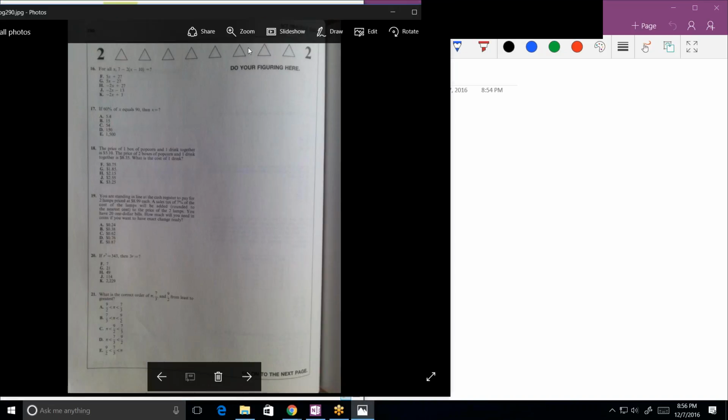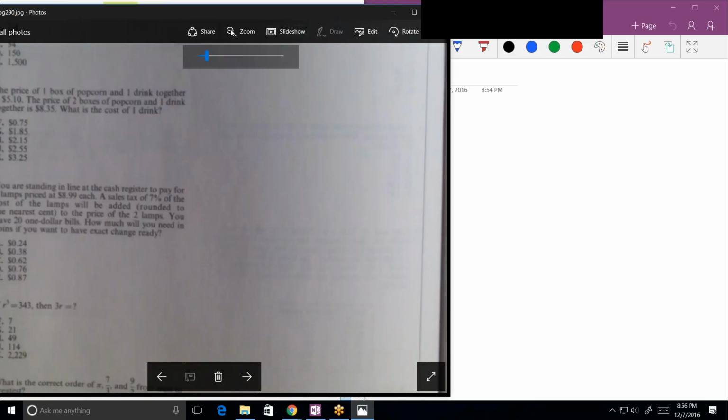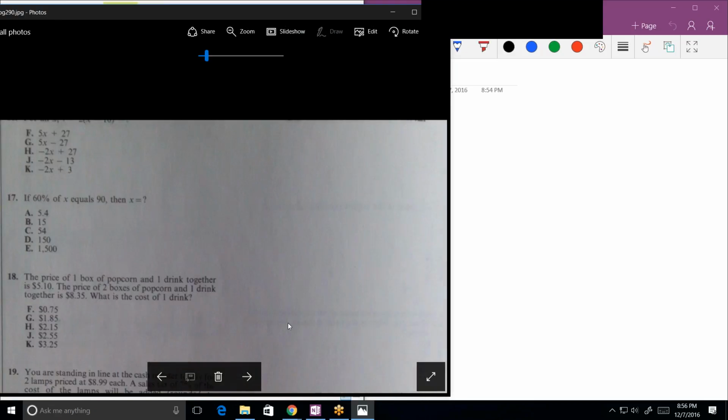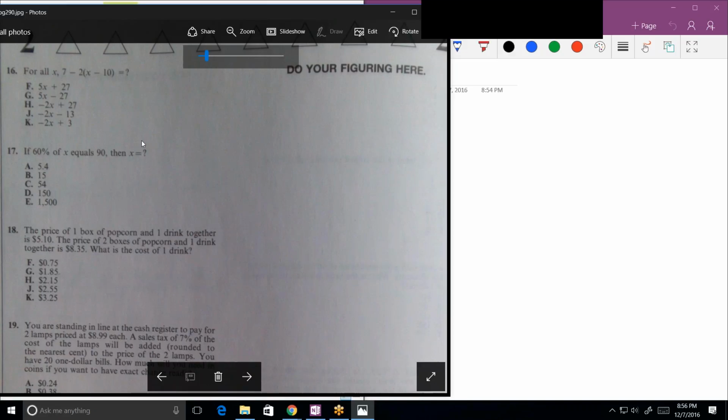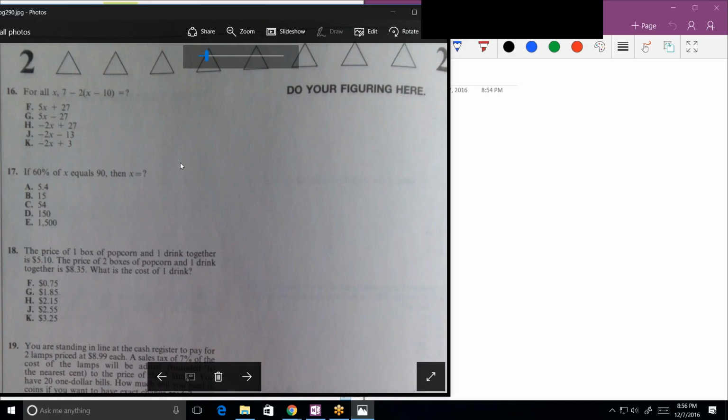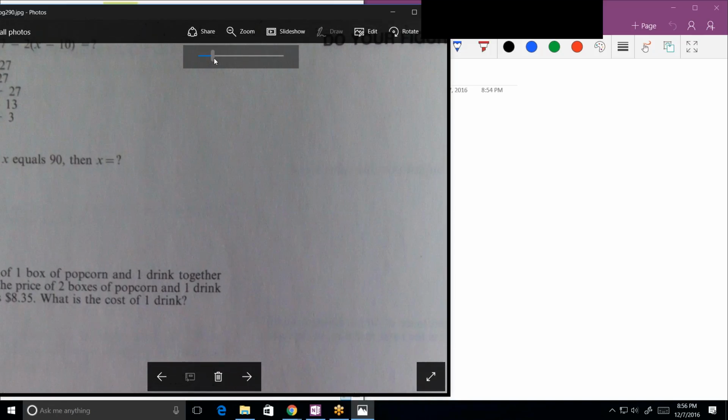These definitely get harder as you go through them. And we're not quite to the hard ones yet. The hard ones tend to start at about 30 or 20 even, or the harder ones.